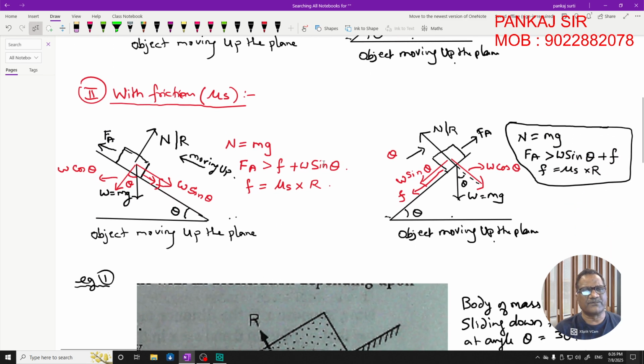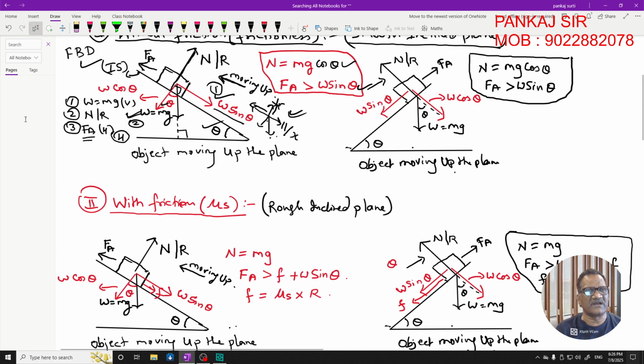Suppose this inclined plane is such that it is not a very smooth one, or you can say it's a rough inclined plane. When it is a rough inclined plane, then it will have some coefficient of friction value, that is mu s value. Whenever the mu s value is there, you will also have one more extra force apart from these three forces that we dealt with. We dealt with three forces: 1, 2, 3.